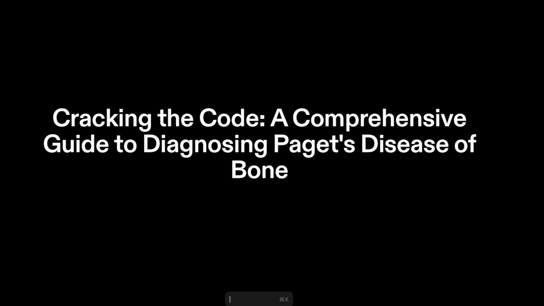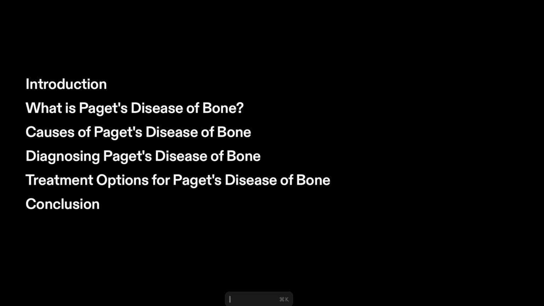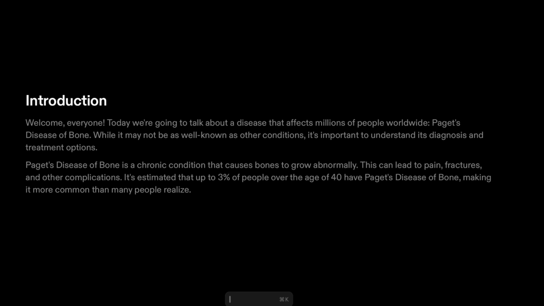Introduction. Welcome, everyone. Today we're going to talk about a disease that affects millions of people worldwide, Paget's disease of bone. While it may not be as well known as other conditions, it's important to understand its diagnosis and treatment options. Paget's disease of bone is a chronic condition that causes bones to grow abnormally. This can lead to pain, fractures, and other complications. It's estimated that up to 3% of people over the age of 40 have Paget's disease of bone, making it more common than many people realize.